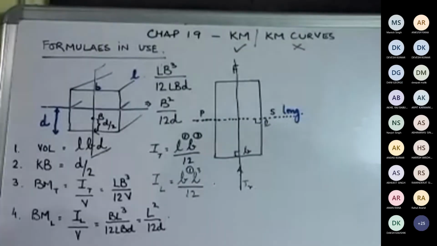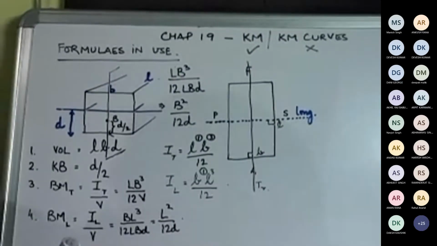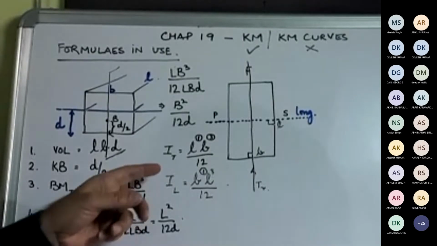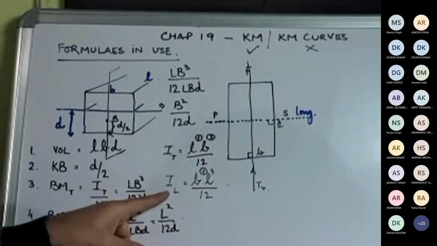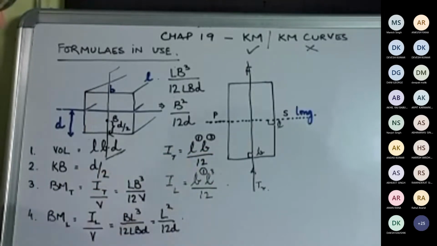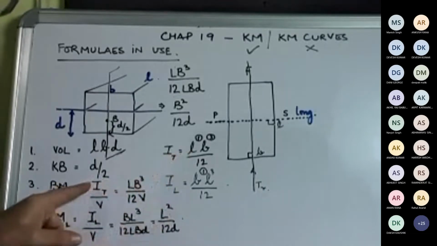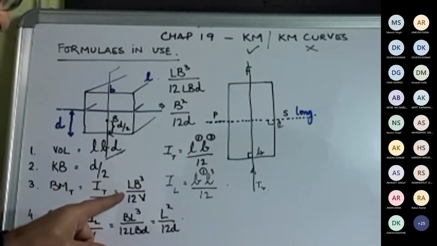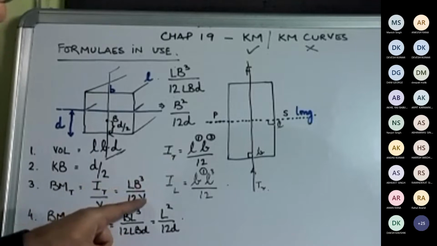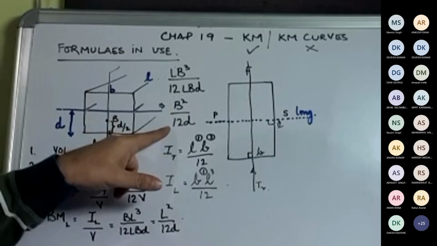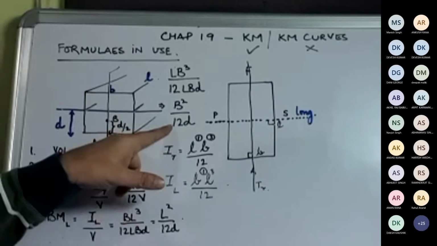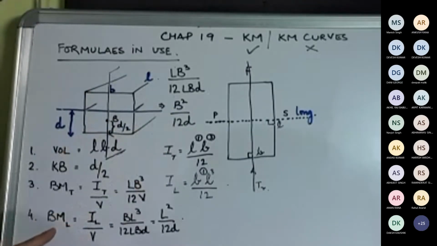IT के आगे क्या फॉर्मूला है? IT is LB cube by 12. IL is BL cube by 12. So once I put IT in this formula, LB cube by 12, LBD will give me B square by 12D for a box-shaped vessel. Similarly, BML will give me L square by 12D for a box-shaped vessel.